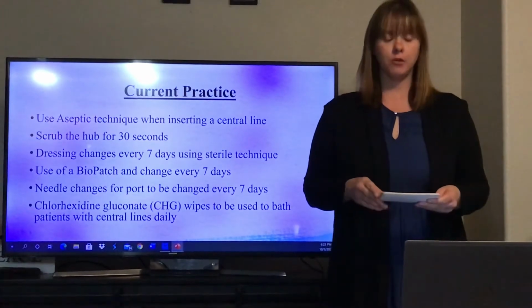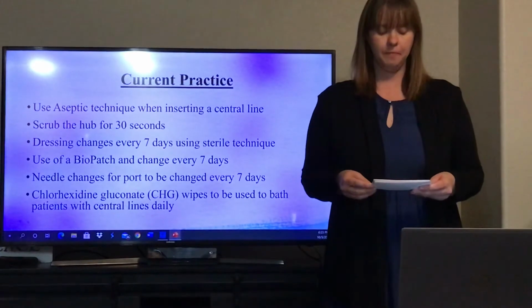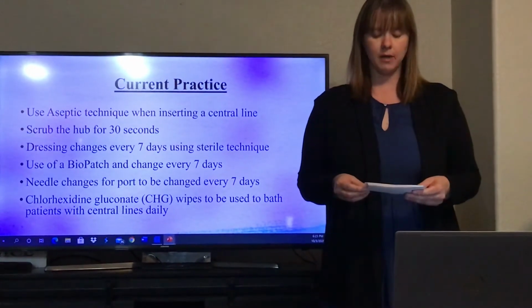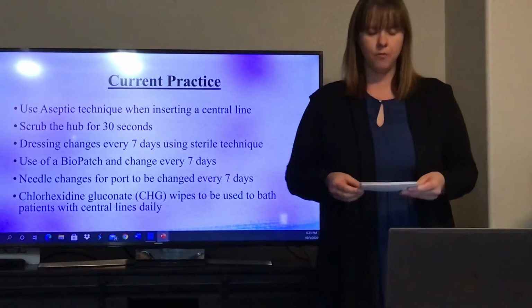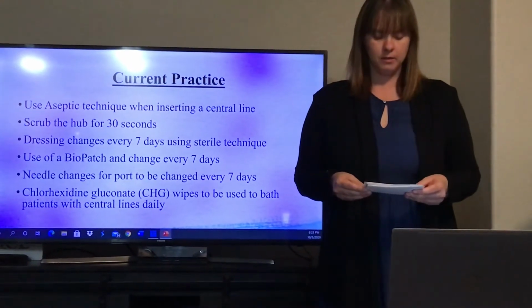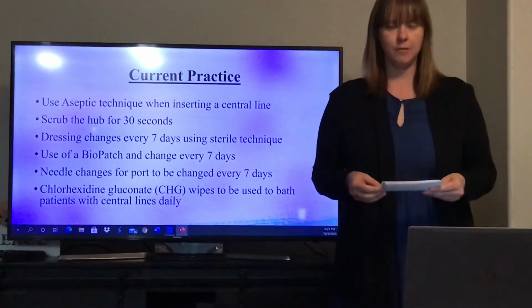Next, I will talk about the current practice we use for handling central lines on my oncology unit. When entering a central line, aseptic technique must be used. When handling, the hub must be scrubbed for 30 seconds. Dressing on central lines must be changed every 7 days. We change them on Sunday.